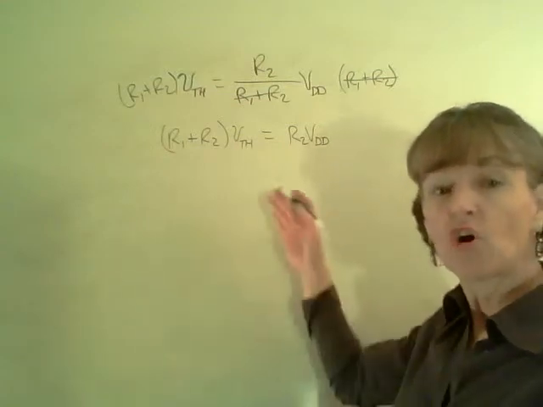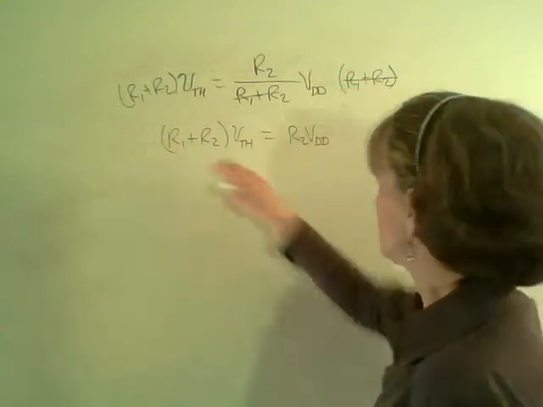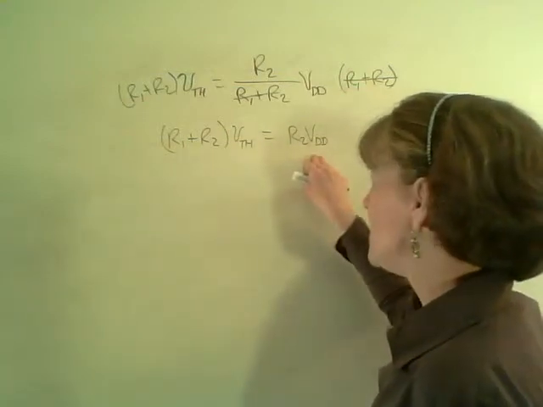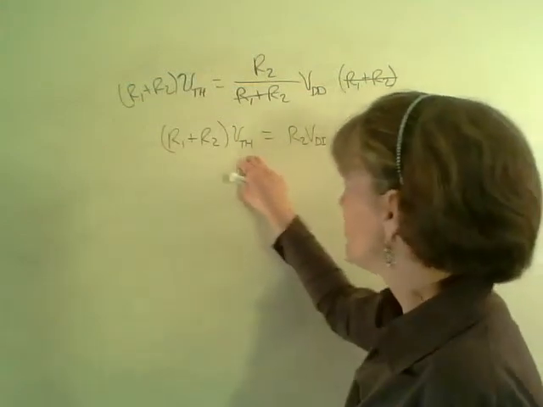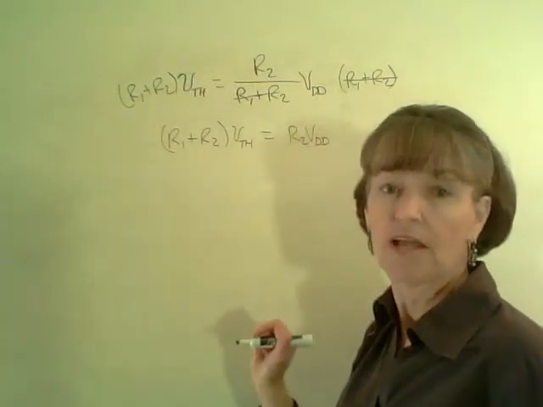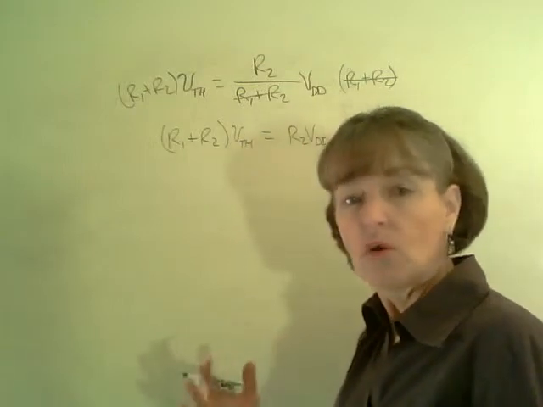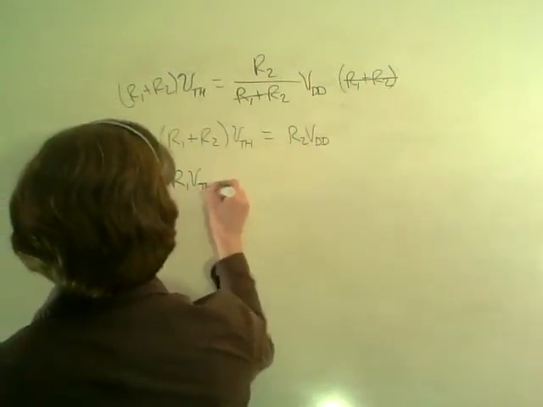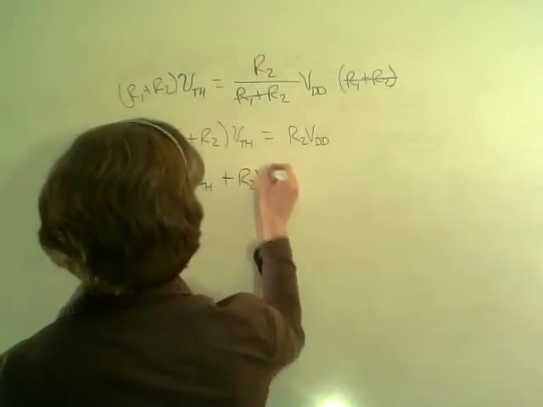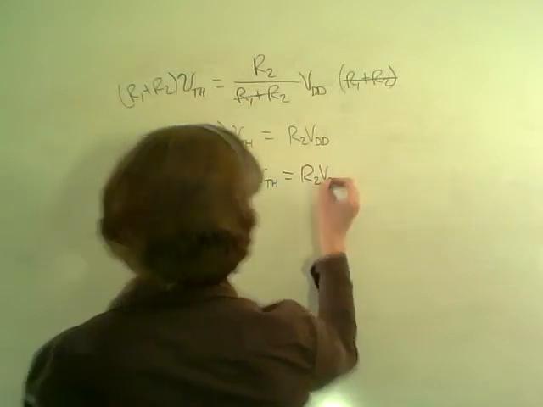Okay, I need to get my R2 terms together. Now, I have a choice here. I could divide both sides by VTH and then subtract the R1, or I could go ahead and use my distributive property and get rid of my parentheses. I'm going to use my distributive property this time. There's not one right way to do this. This is just my choice, so I'm going to multiply: R1 VTH plus R2 VTH equals R2 VDD.